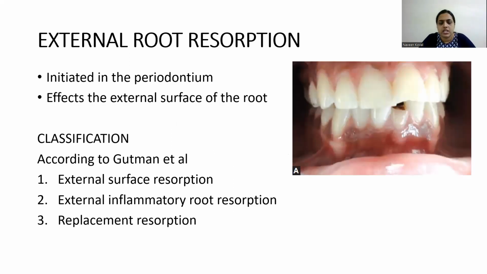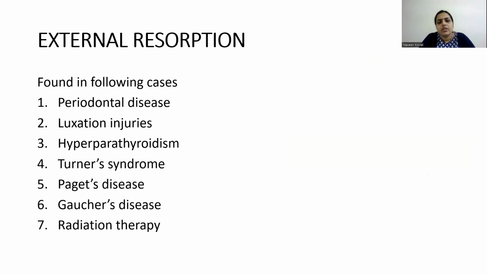Now coming to the second main category, that is external root resorption. It is initiated in the periodontium and affects mainly the external surface of the root, unlike the internal resorption. According to Gutmann, it is divided into external surface resorption, external inflammatory root resorption, and replacement resorption. The main etiological factors for external resorption include periodontal disease, luxation injuries, hyperparathyroidism, Turner syndrome, Paget's disease, Gaucher's disease, and following radiation therapy. All these are etiological agents for the external resorption.